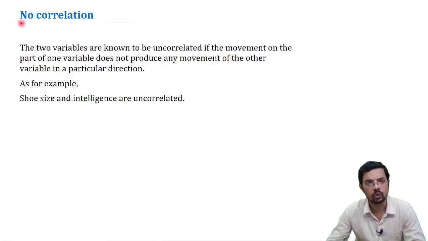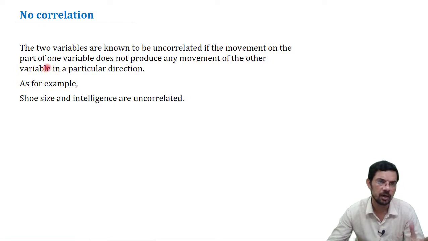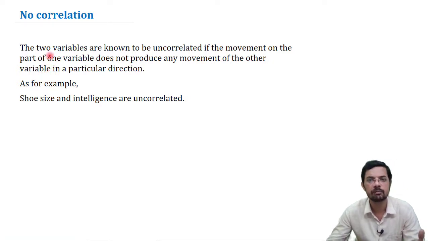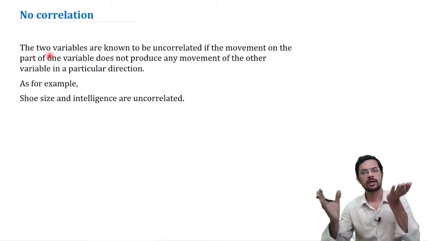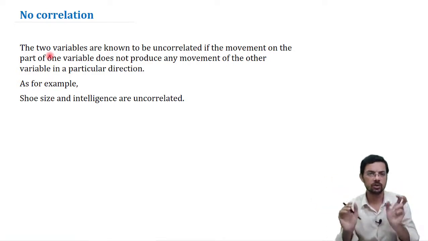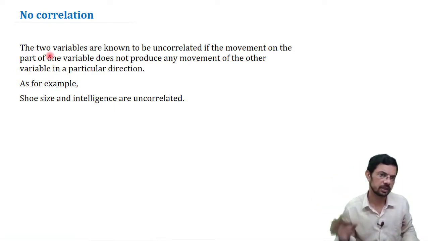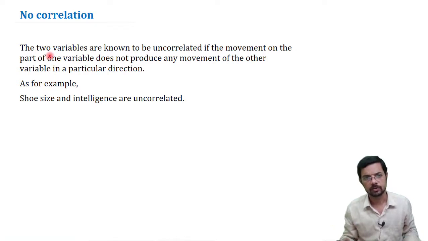Next, what is no correlation? When two variables are uncorrelated, movement in one variable does not produce any movement in the other variable in a particular direction. That is, when x increases, we can't say whether y is going to increase or decrease. Means there is no certainty, right?